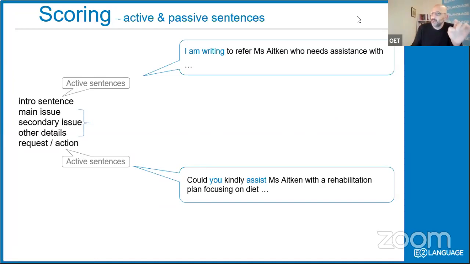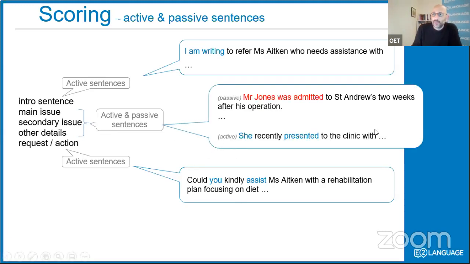I will show you the letter again, I will show you the case notes again, but let me just get this done first and then we'll swing back. So I'm frequently using an active voice at the beginning and the end because I'm addressing directly my colleague. In the middle, I've got a mixture of both.